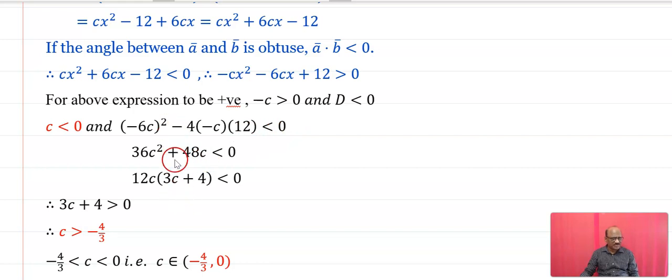And if we simplify this, this is very important. Minus 6c bracket squared means what? 36c squared, and this minus and minus will become plus 48c, which is less than 0. Take 12c as common, and then bracket 3c plus 4, which is less than 0, that is negative. We know that c is negative, that is, c is less than 0. But as 12c will be negative, this must be positive, that is, 3c plus 4 must be positive. As c is negative, 3c plus 4 must be positive. It means that 3c plus 4 is greater than 0.